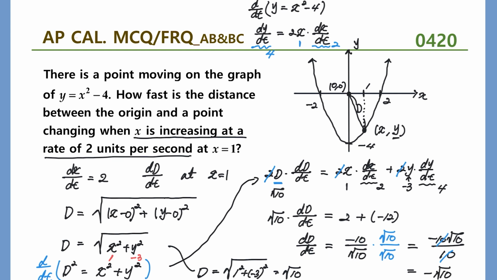So at this point right here, as x increases at a rate of 2 feet per second, the distance is decreasing. The distance from the origin to the point on the curve is decreasing at a rate of square root of 10 units per second, right?